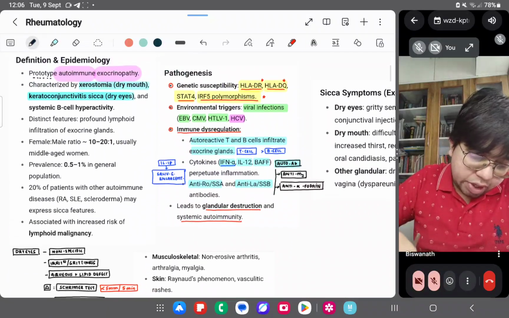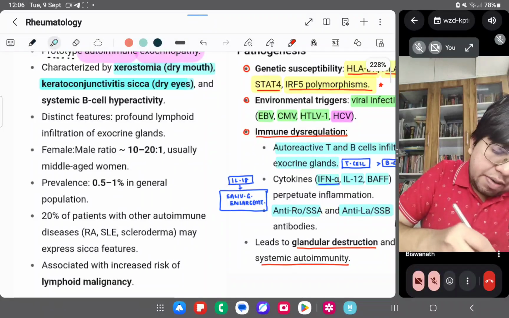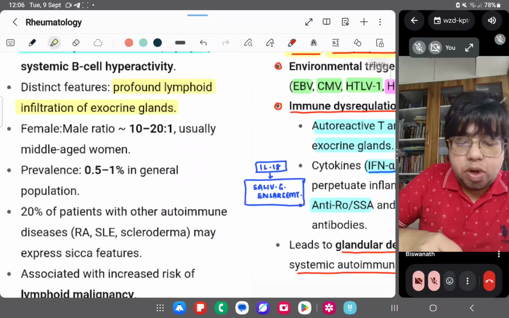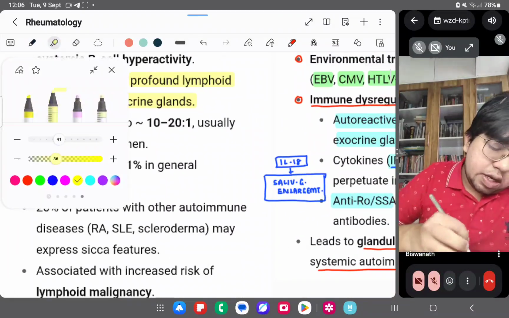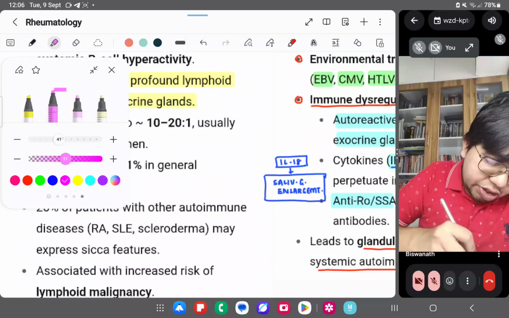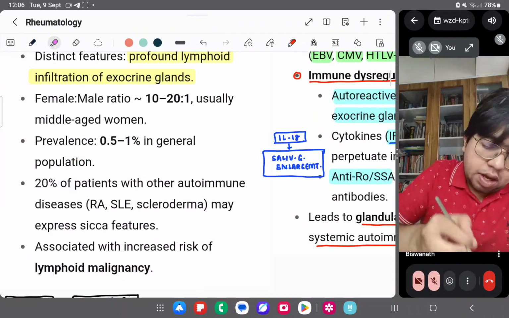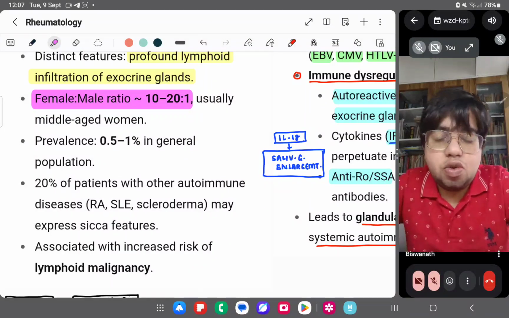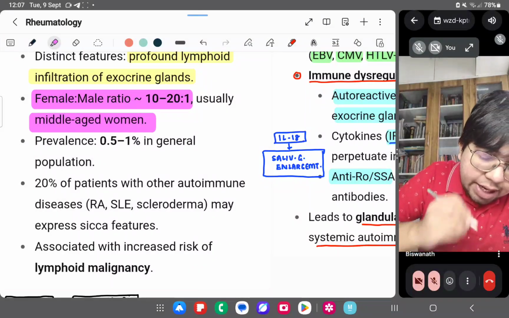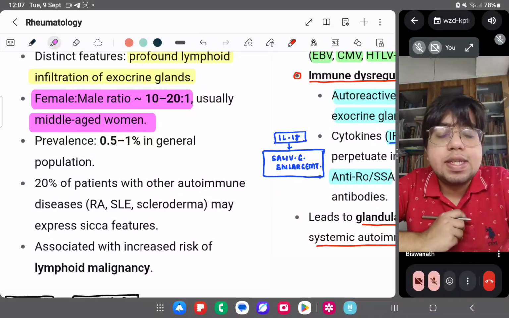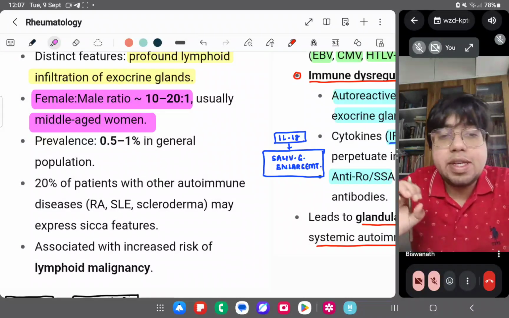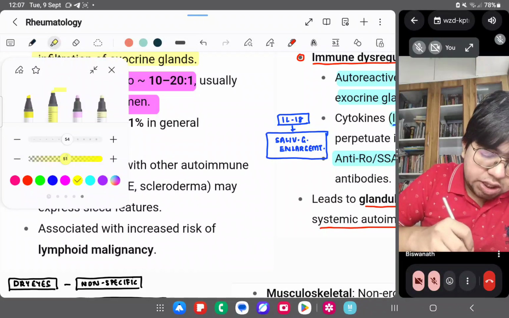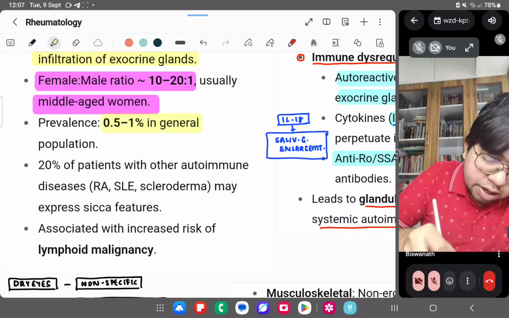Okay. How to suspect extraglandular Sjogren? Okay, let's look at this. Profound lymphocytic infiltration of exocrine glands. I told you it is an exocrinopathy. Some opening statements which you can say are important. Male to female ratio is 1 to 10 or 20. Usually middle-aged females, 40 to 60, or you can say 30 to 40, whatever, middle-aged. Prevalence is 1%, which is significant in the general population.